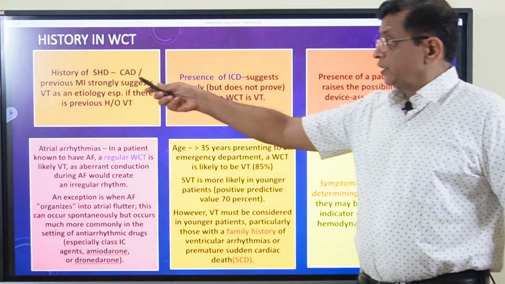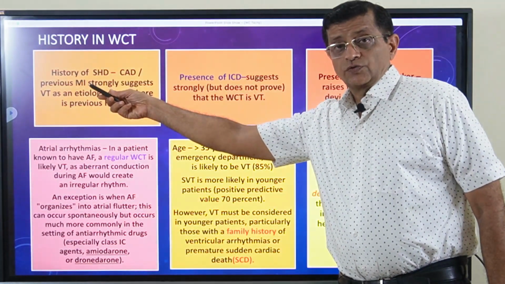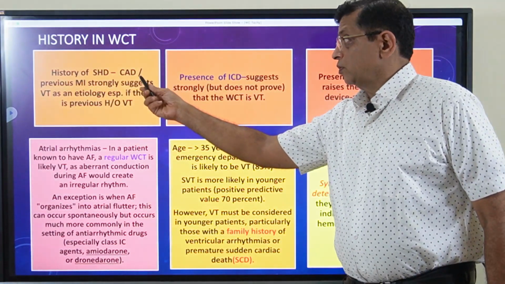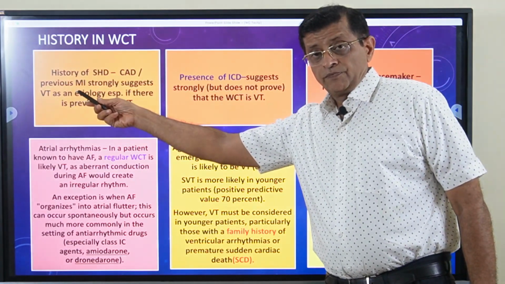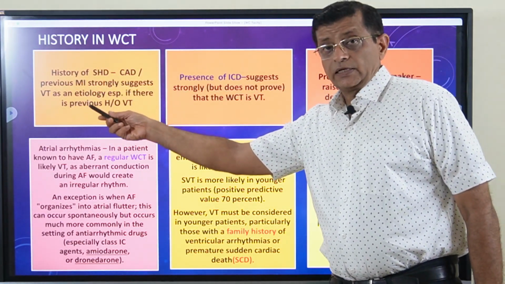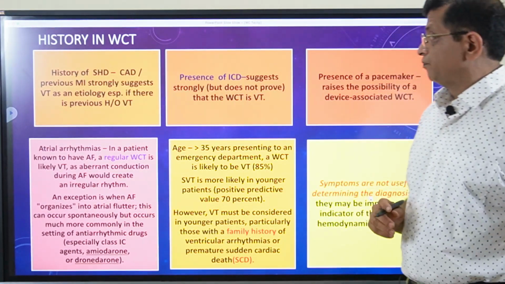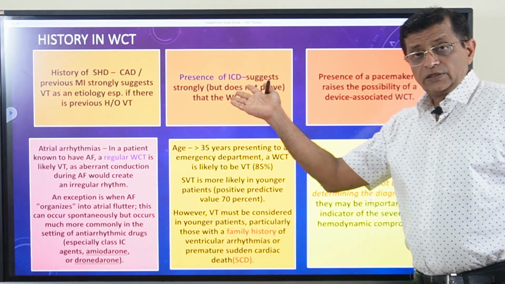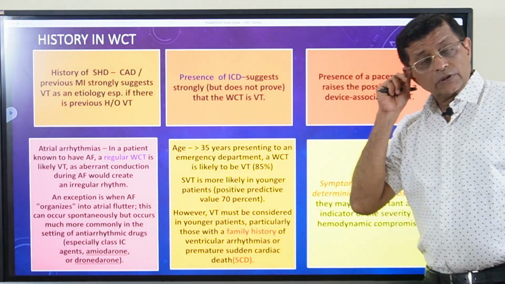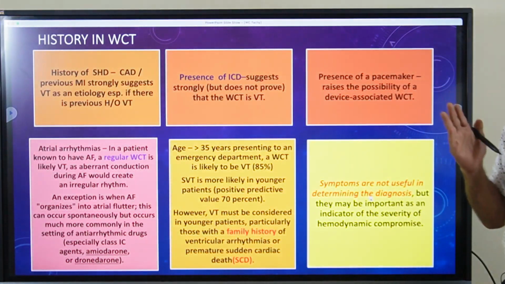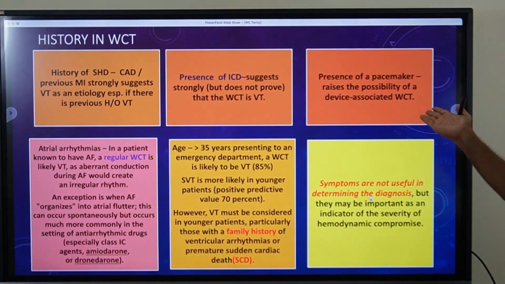What you have to find out is whether the patient has a history of structural heart disease, like coronary artery disease or previous MI. In that case, it becomes very likely that this is a ventricular tachycardia. If the patient already has an ICD, it becomes more likely that the patient has VT. If the patient has a pacemaker in situ, then it could be pacemaker-induced ventricular tachycardia.